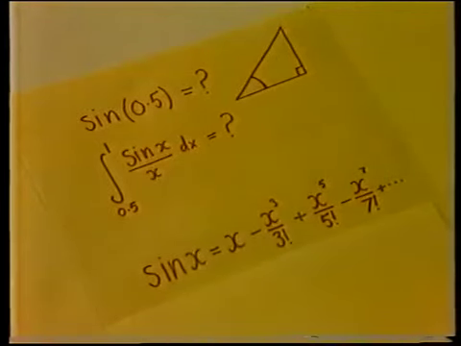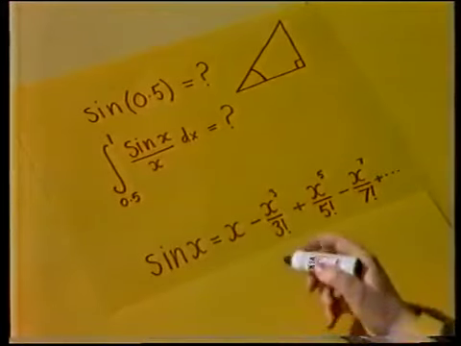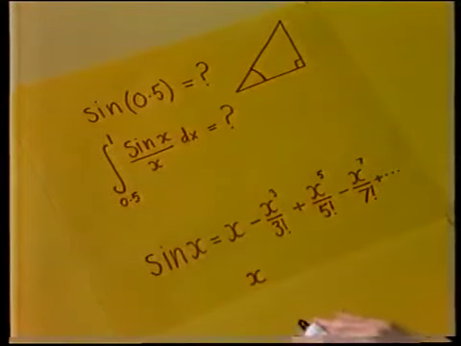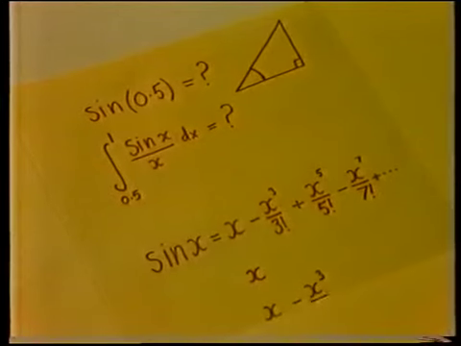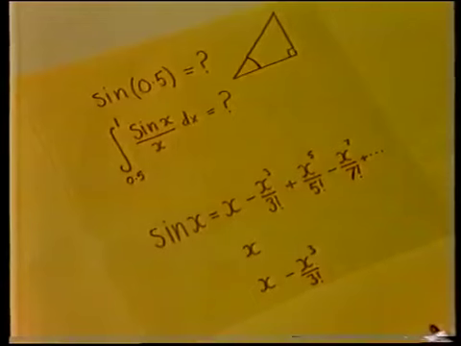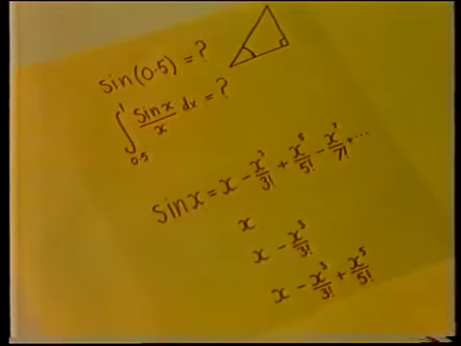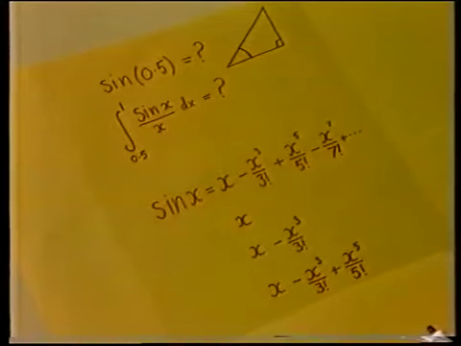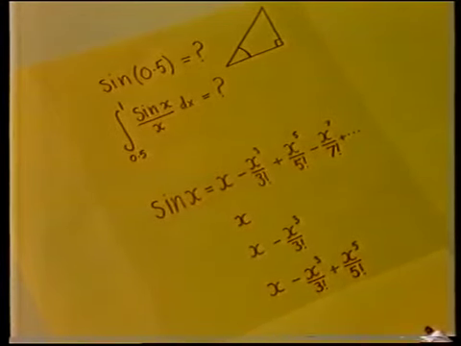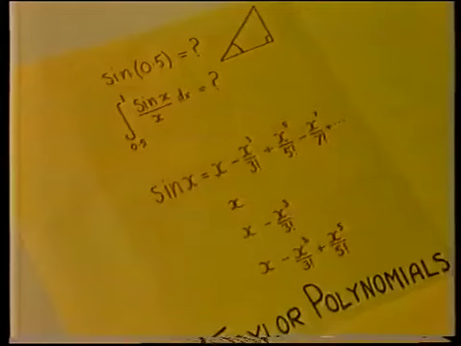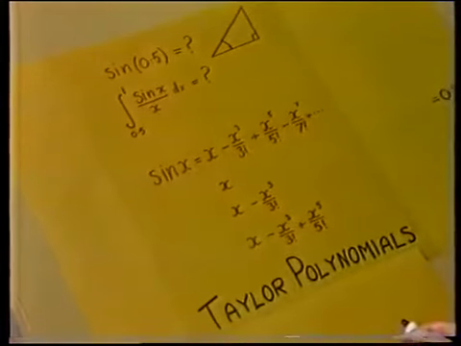OK, now, in fact, what you're really doing is this. You're taking polynomials, to start with the polynomial x as an approximation for sine x, and then taking a better approximation, x minus x cubed over 3 factorial, and then a better approximation, x minus x cubed over 3 factorial plus x to the fifth over 5 factorial, and so on. And those polynomials are called the Taylor polynomials.